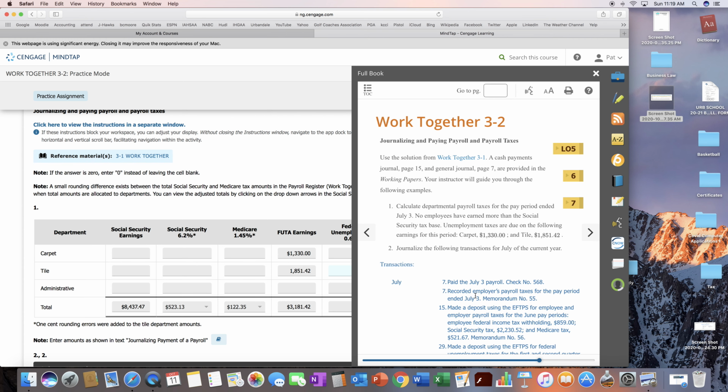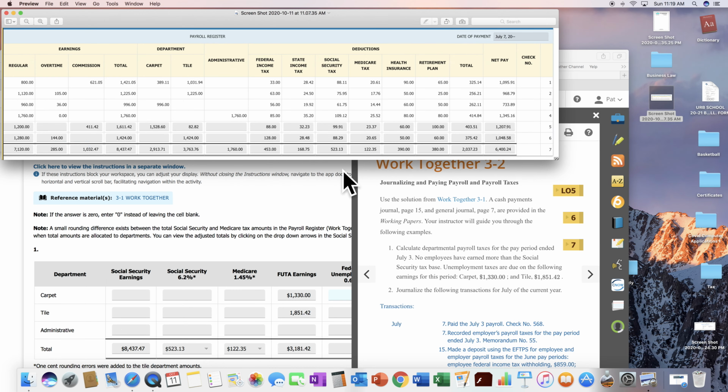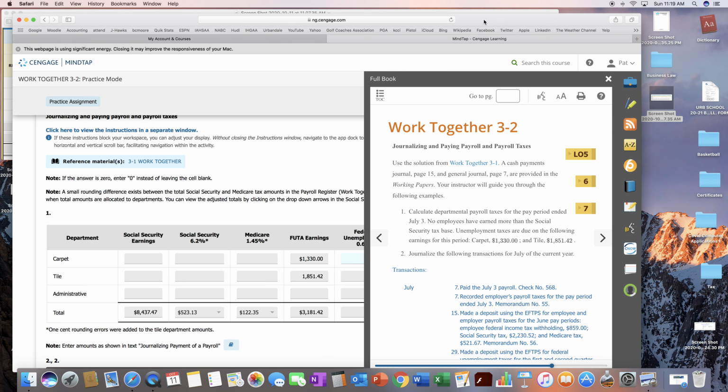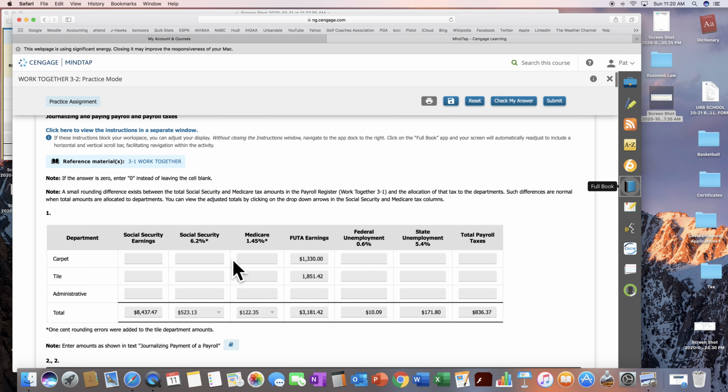They'll give us some numbers that you can use. And then these two transactions on July 7th, we have to use our table and our screenshot or the payroll register to figure out, or at least to journalize, these transactions. So the first one, direction 1 here, tells us to calculate the department payroll for the payment, and that no employees have earned more than the Social Security tax base. The unemployment tax base is given to you. Okay, so then the rest of the time, we just need to figure this out. All right. So how do we go about doing that?